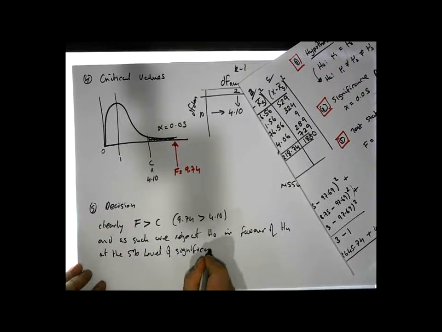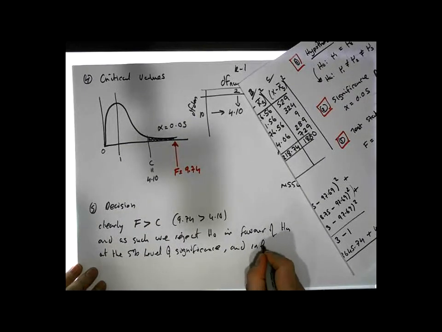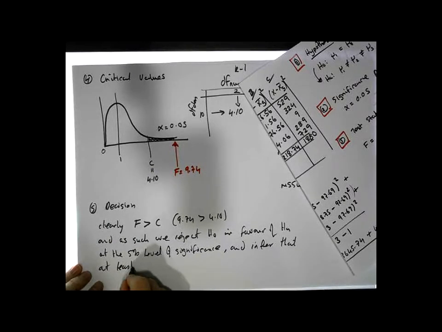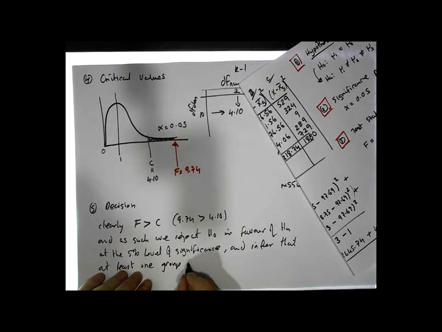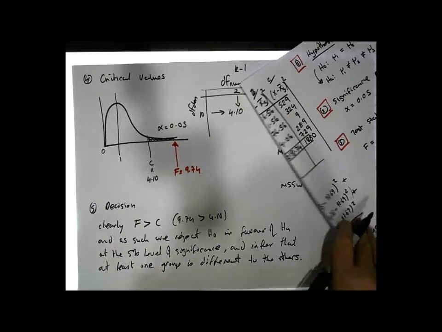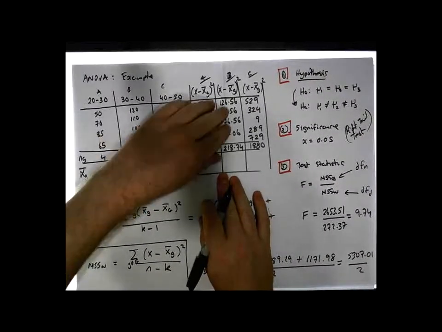And now that we've rejected, we can infer that at least one group is different to the others. Now, which one is it? Okay. Well, it must be the 2 groups that have the means that are furthest apart.